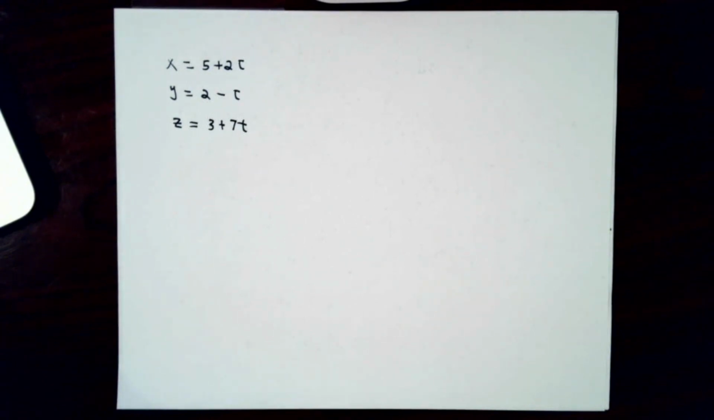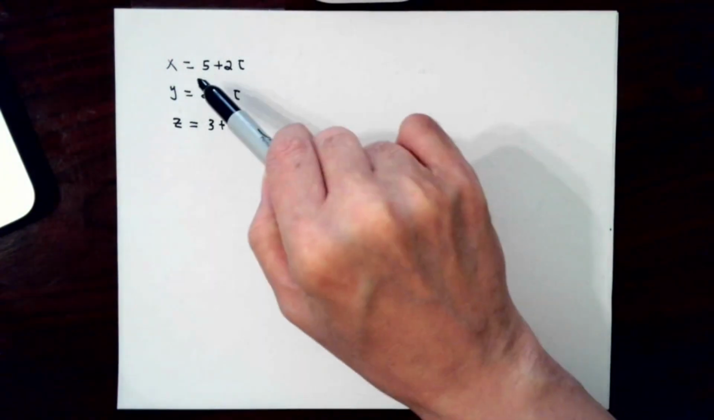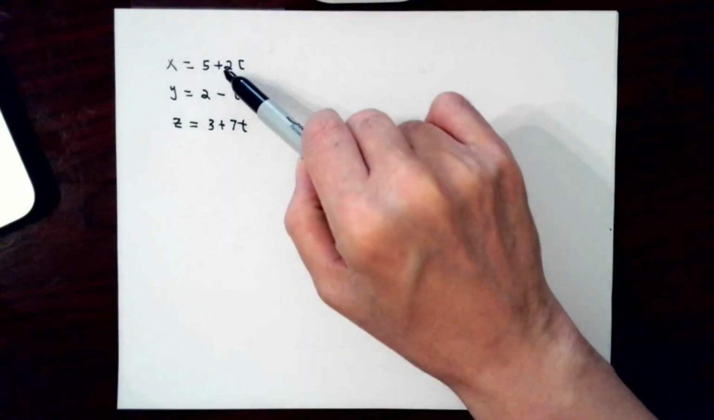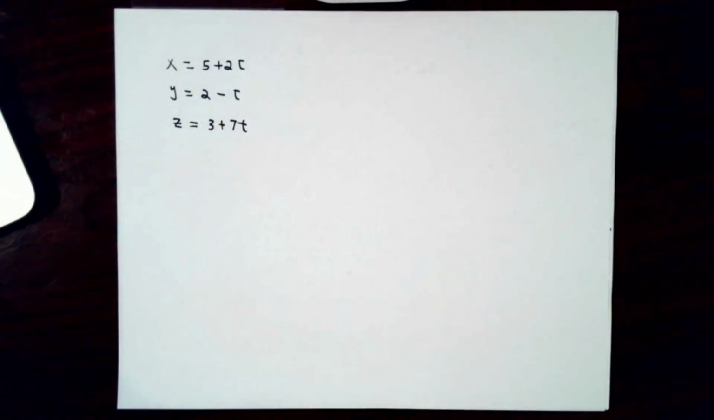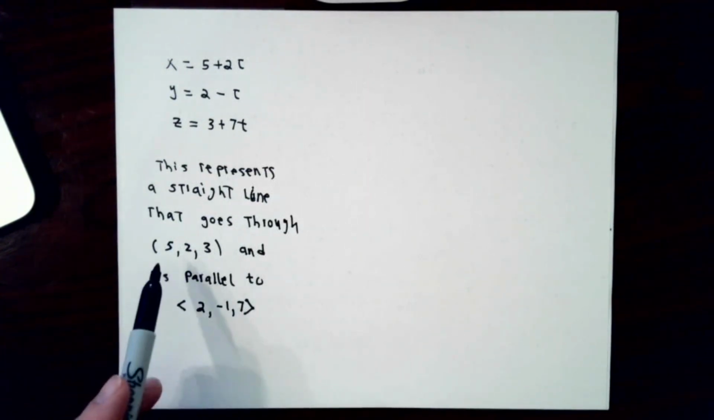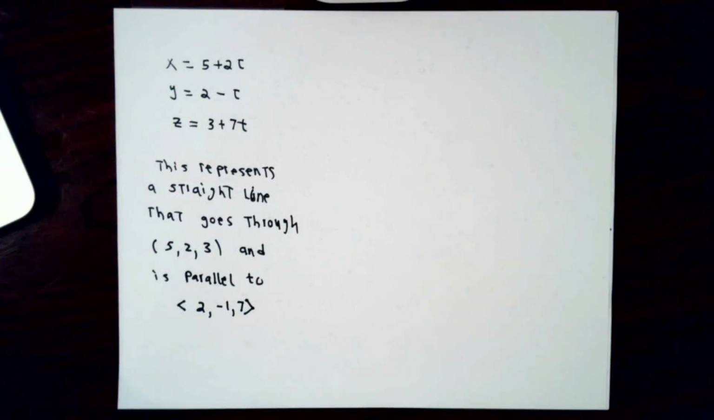For example, if I wrote these equations down in front of you and asked you what this represents, the correct answer is this is a straight line that passes through the point (5, 2, 3) and is in the direction of the vector [2, -1, 7]. So when I write this out, I have to be very careful to use parentheses on that and square brackets on the other one. Or I could write the other one as 2i minus j plus 7k if I thought that was better.